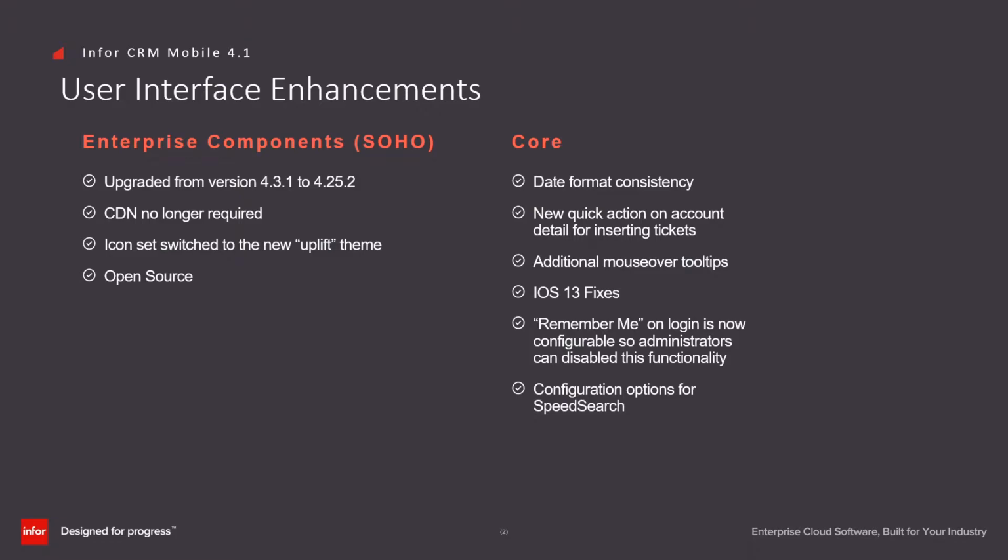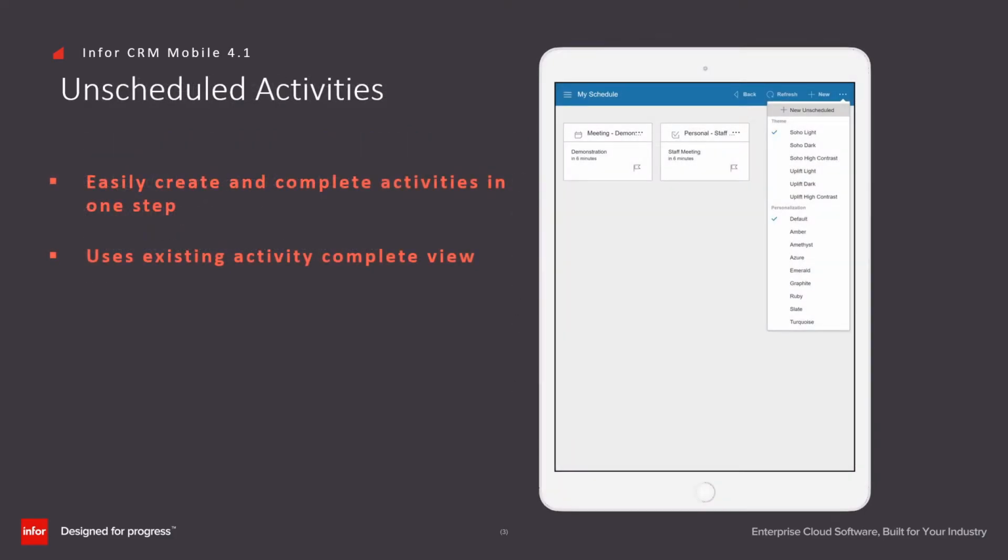For Core Mobile, we had several views that weren't using consistent date formats, so we've gone ahead and cleaned that up. We have a new quick action on account detail for inserting tickets. There are also some additional mouse over tooltips, and several iOS 13 fixes. And then we've added some new configuration options for administrators, and this allows Remember Me on the login to be configurable, and then there's some additional speech search settings that can be tweaked as well.